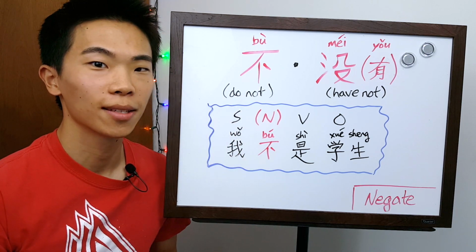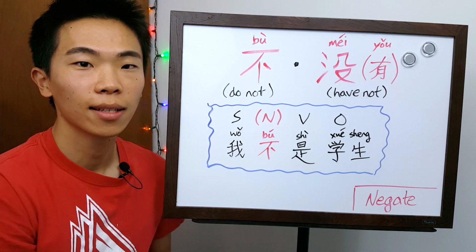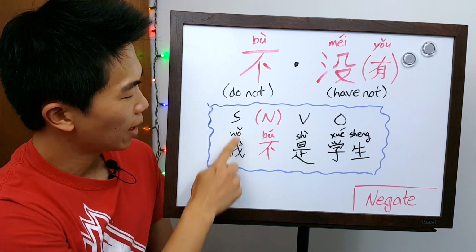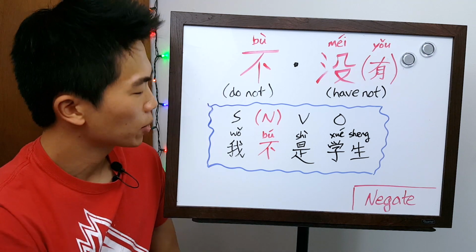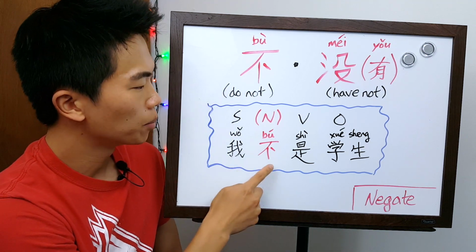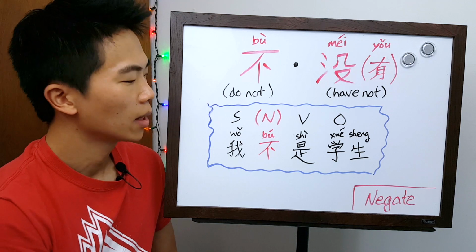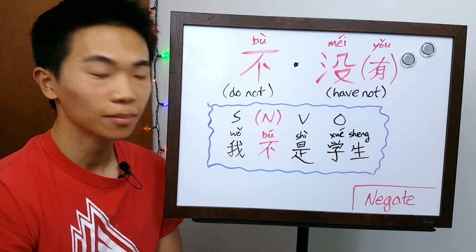Now, where do you put this 不 and 没 in a sentence? You put it behind the subject and before the verb. So back to our example sentence, you can say 我不是学生. I am not a student.